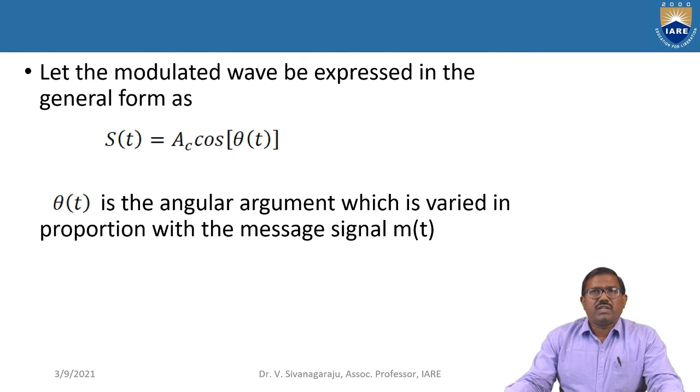Now let the modulated wave be expressed in a general form as S of t equal to Ac cos of theta of t. S of t is generally used to represent the modulated signal. Theta of t is the angular argument, which is varied in proportion with the message signal m of t.